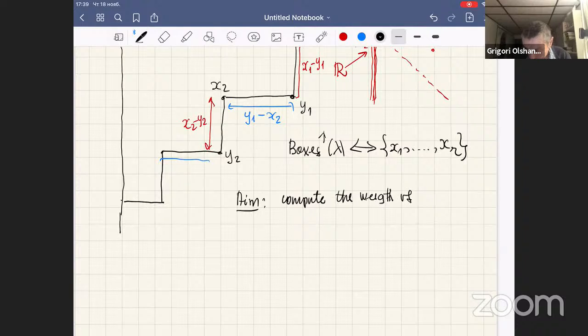Of the measure, this measure, in terms of Kerov coordinates. How to do this?